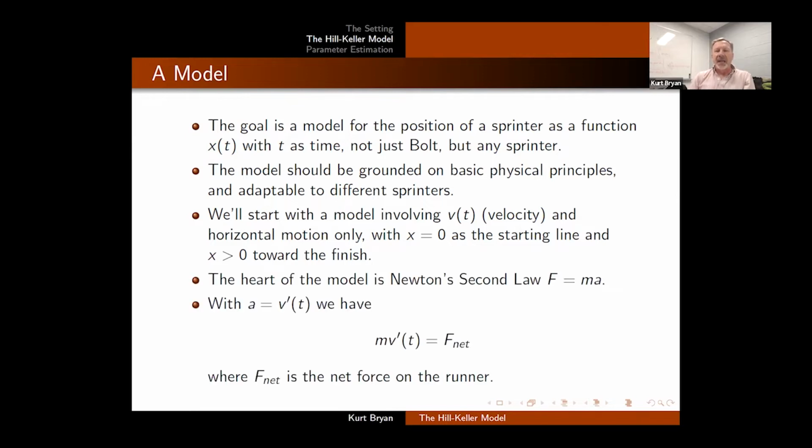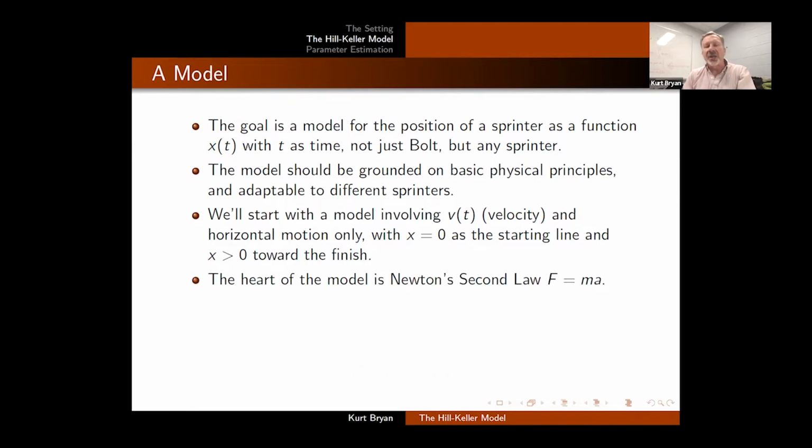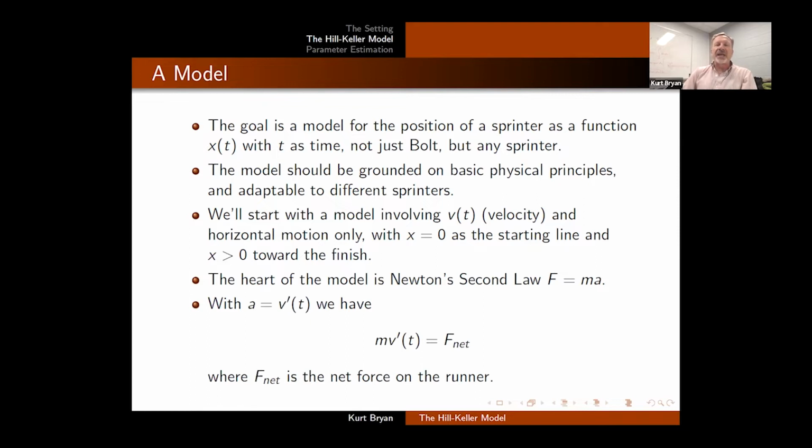So the heart of the model is going to be Newton's second law of motion, F = ma. The students I teach have all taken physics, so they have seen that. And so I say, what's a in terms of v? If v(t) is the function we're looking for, what's a? They say, well, it's v prime. So we can write down mv' = force on the runner. I write F_net for the net horizontal force on the runner.